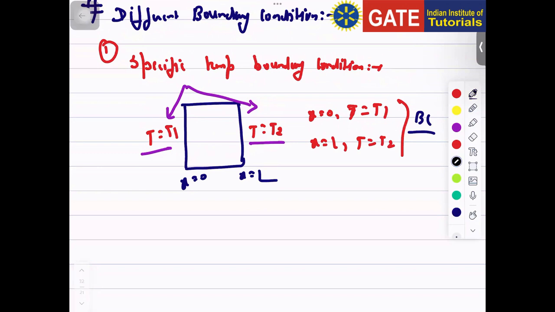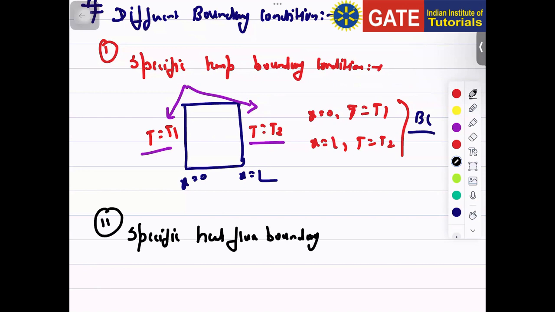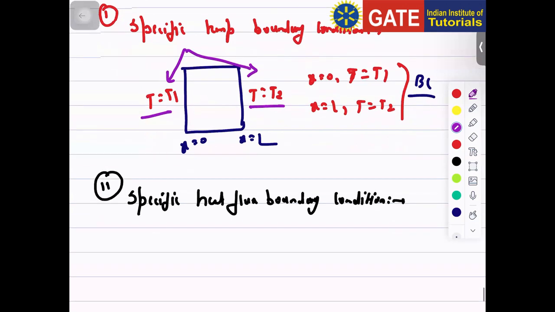So this was first. Second boundary condition is your specific heat flux boundary condition. Fine. Okay. So a specific heat flux boundary condition.